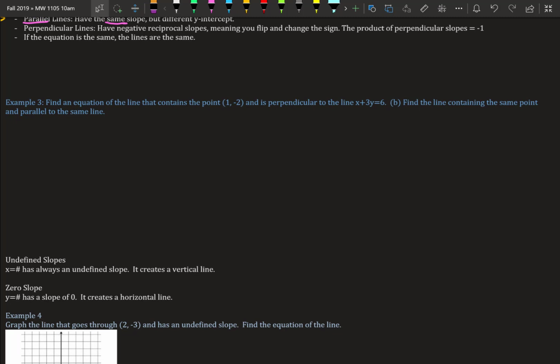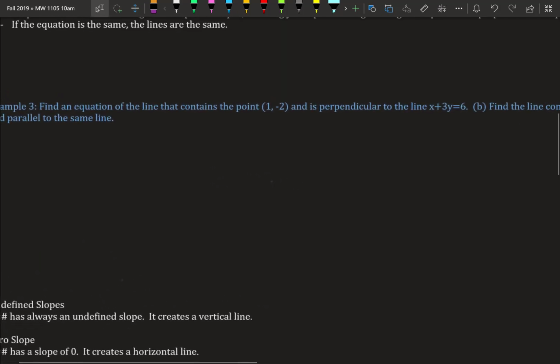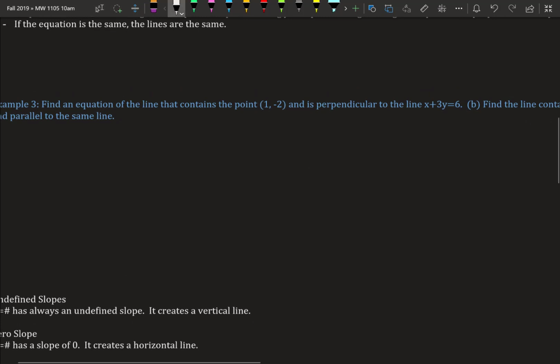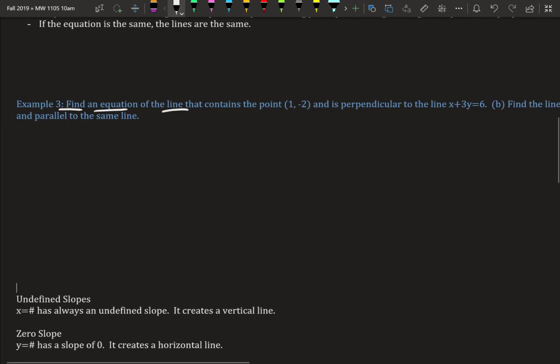Alright, example 3. Find an equation of the line that contains the point (1, -2) and is perpendicular to the line x plus 3y equals 6. And then part B of that is find the line containing the same point and parallel to the same line. So first part wants us to find an equation of the line. Since it states that, we're going to go through the steps, or whatever steps you want to go through. It doesn't matter how you do it.